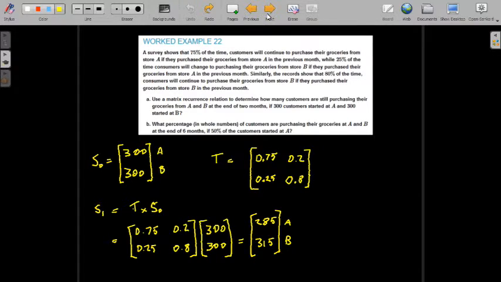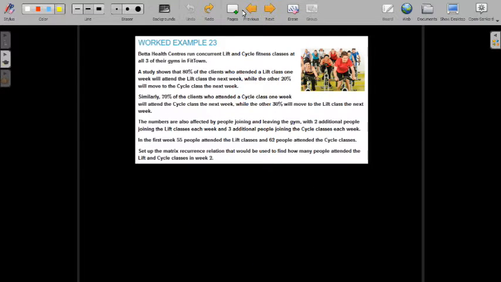Okay, so we'll go to a new page. We've got 50% of the customers starting at A, so we've got a new initial state, and we'll put it as whole numbers as percentages. So we've got 50% starting at A, which means 50% start at B.